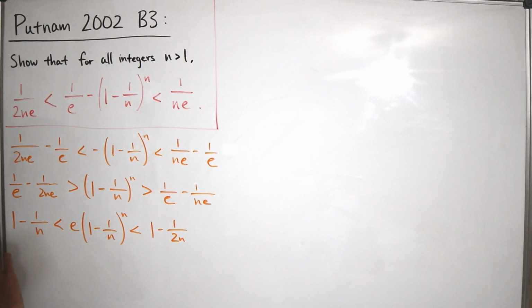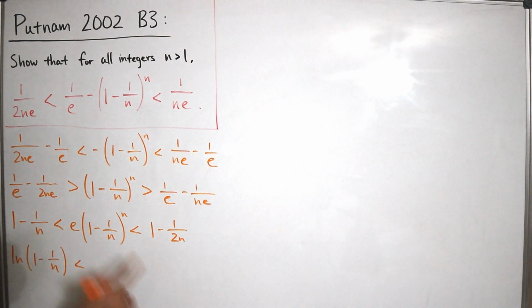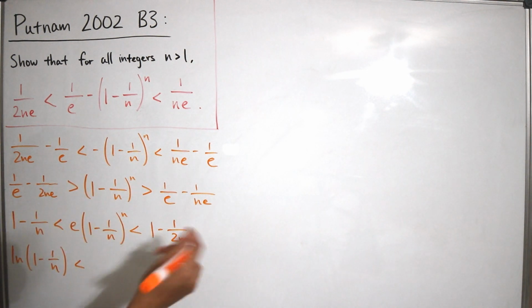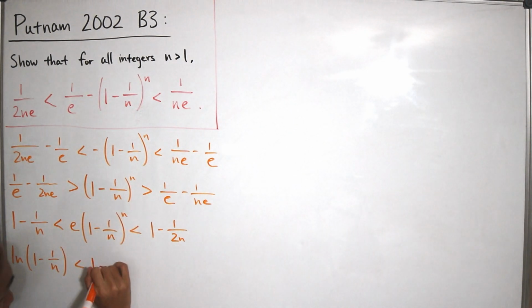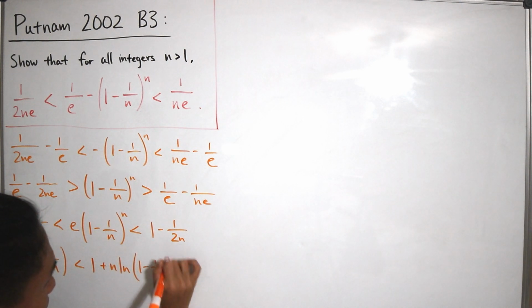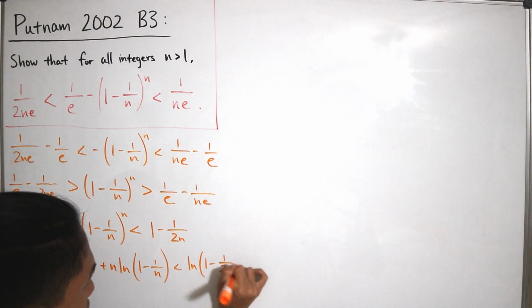So let's now take the natural log of the entire compound inequality, which is nice because the log is monotonically increasing, so the inequality still holds. This will yield the natural log of 1 minus 1 over n, strictly less than ln of e times this entire thing over here. Using properties of the natural log, ln of e is just going to equal 1, then move that n from the exponent to the front, so this is plus n times ln of 1 subtract 1 divided by n, which is less than ln of 1 subtract 1 divided by 2n.